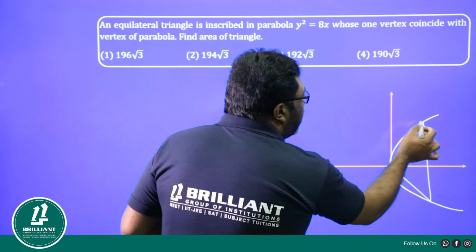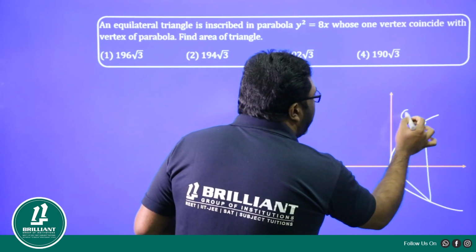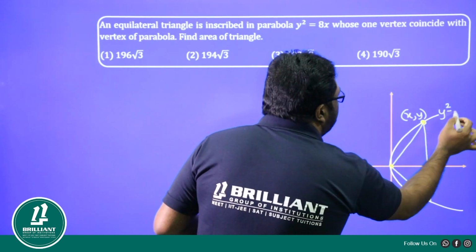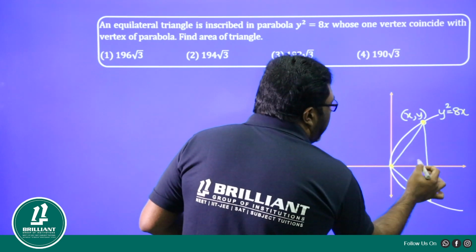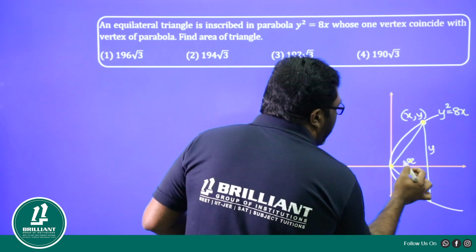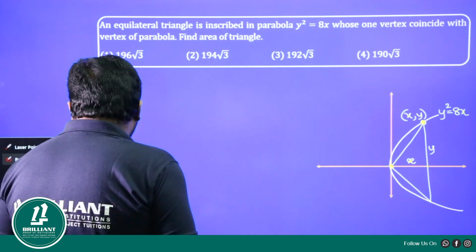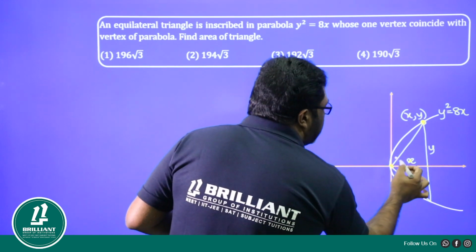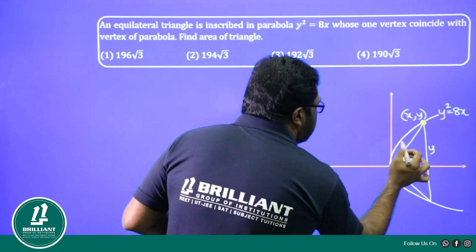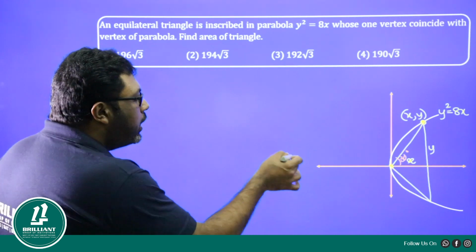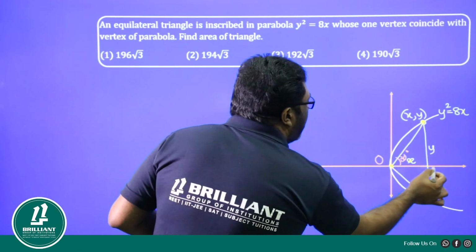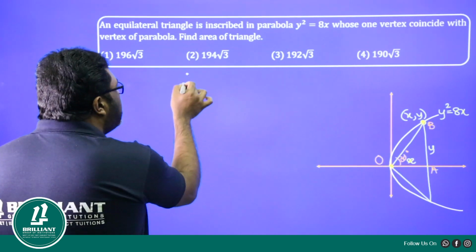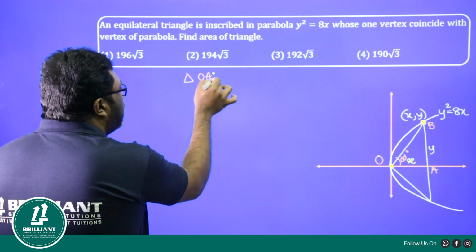Now this equilateral triangle makes a point of contact with the parabola, say (x, y), and the parabola is y squared is equal to 8x. Now if this is (x, y), I know this is x and this is y. Being an equilateral triangle, which is going to be symmetrical on both sides of the x-axis, this angle is 30 degrees. This angle is 30 degrees. Now if I consider this triangle OAB, in triangle OAB what happens?